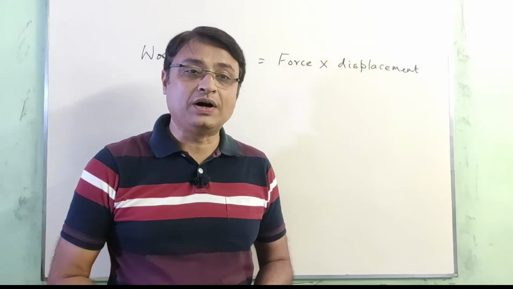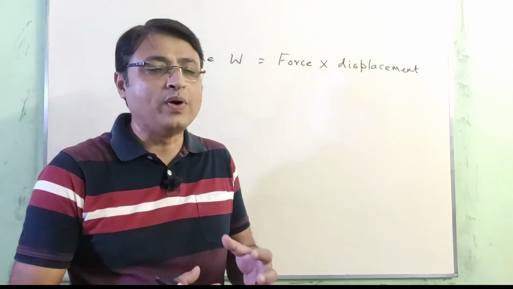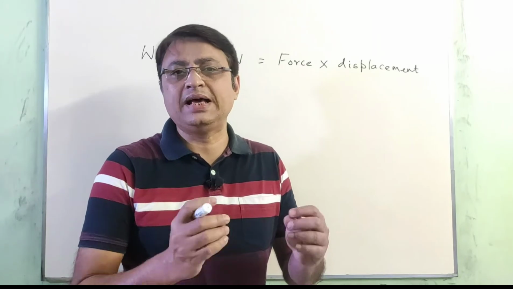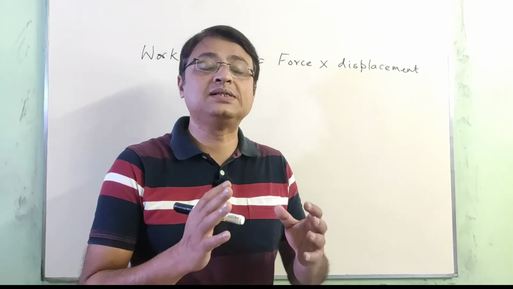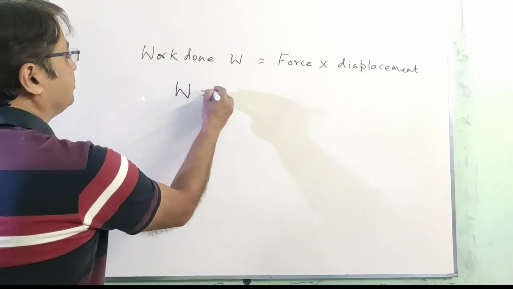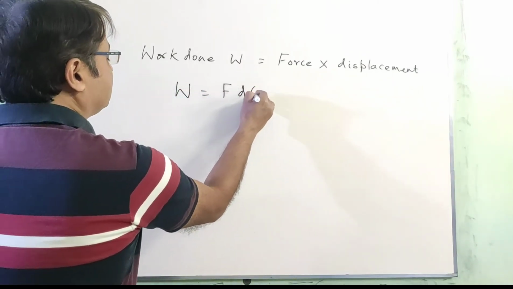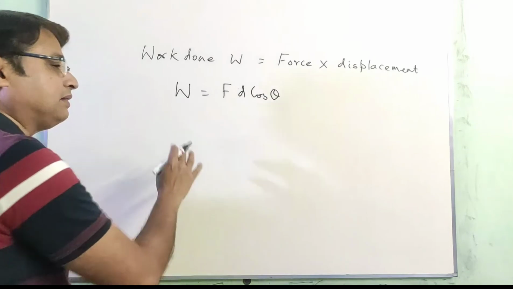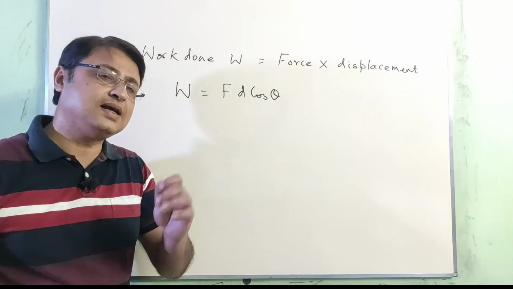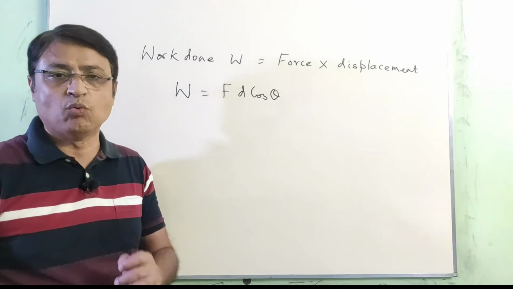So students, so far we have discussed various ways of calculating work done. So what will be the general expression of work done? Actually, the general expression of work done is W equals F into d cos theta. That is the last mathematical form which I have derived. Why is this the general expression for calculating work?